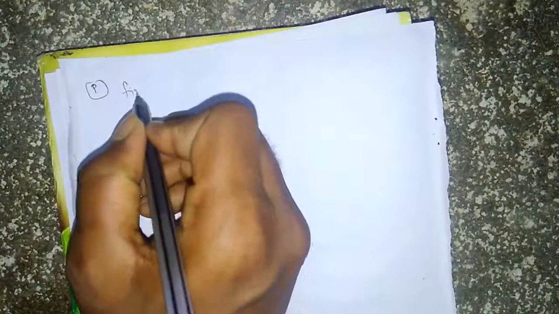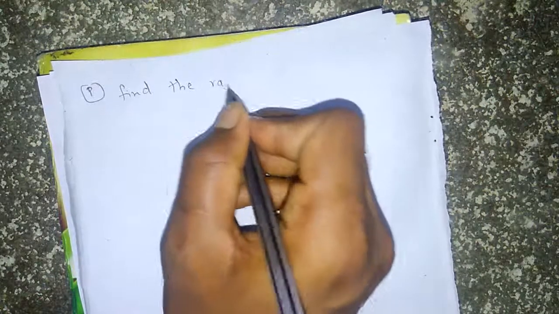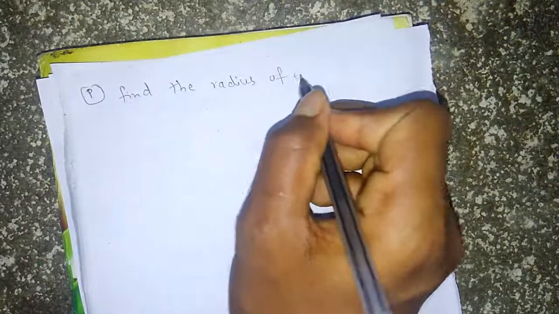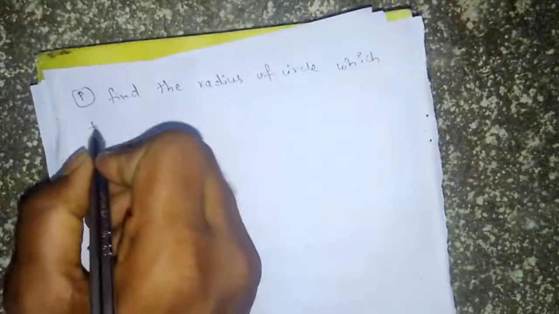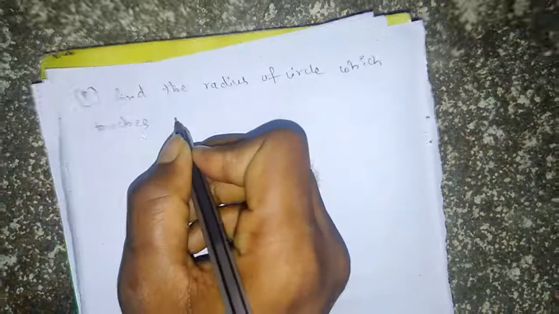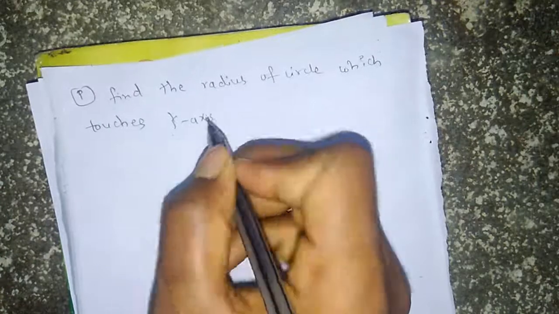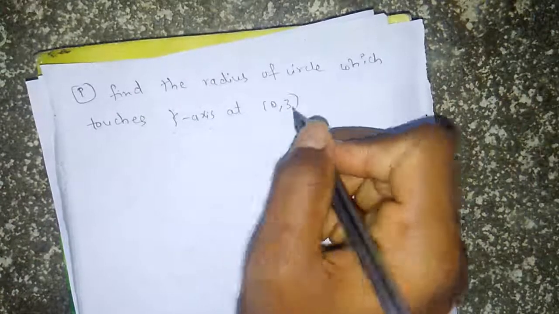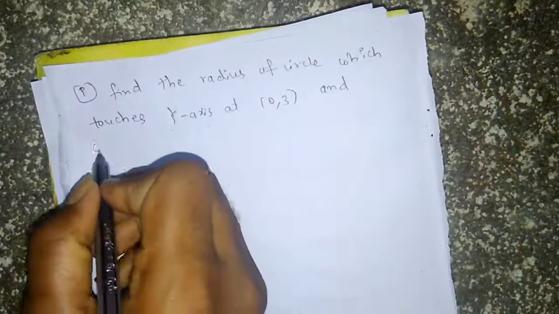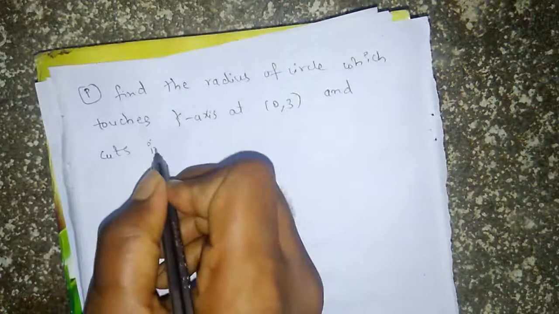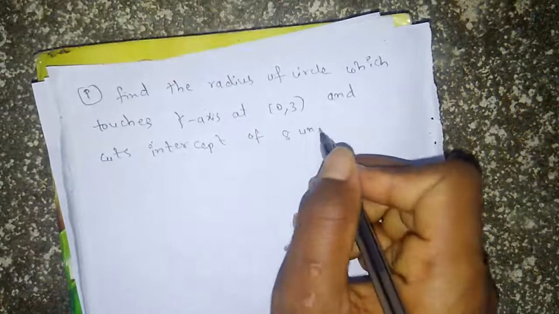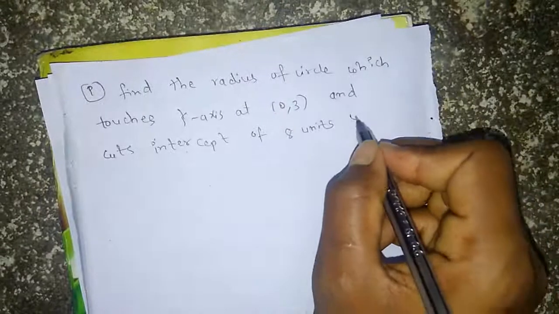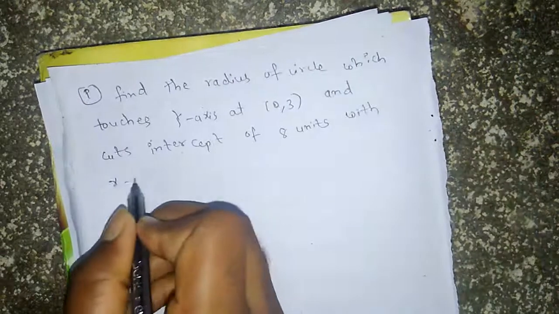Our next problem is: find the radius of the circle which touches y-axis at 0 comma 3 and cuts an intercept of 8 units with x-axis.